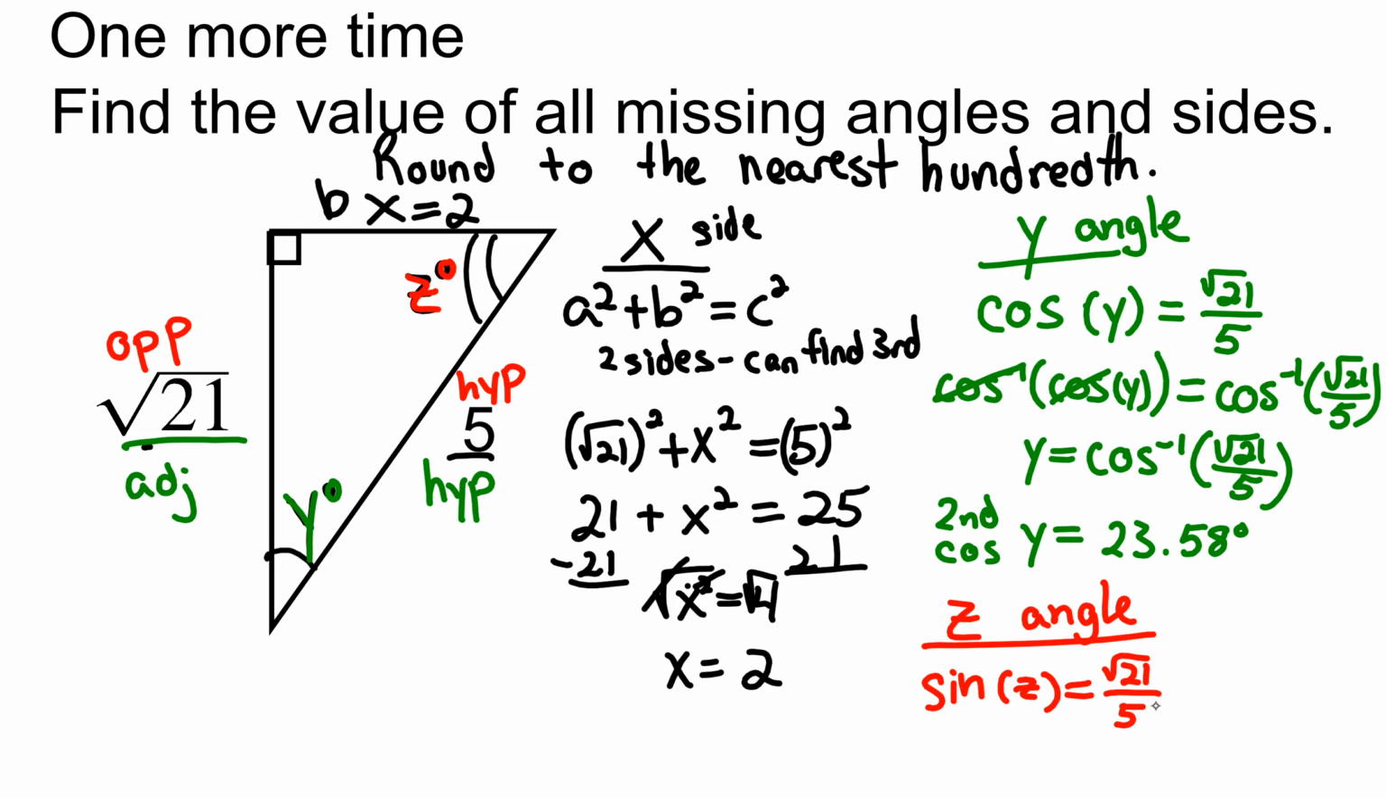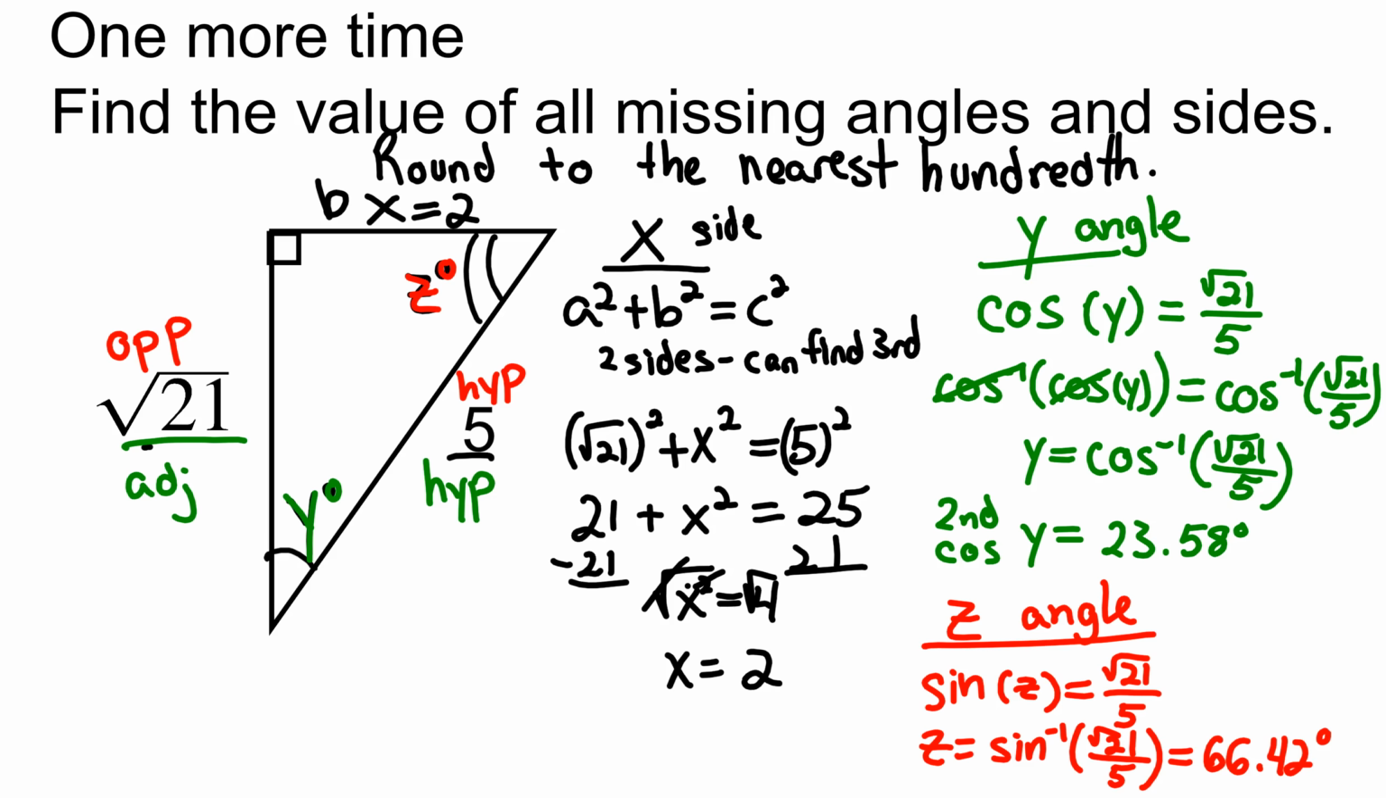So now when we solve this, we just have to do the inverse sine to get rid of the sine function. And so we get Z is equal to the inverse sine of the square root of 21 divided by 5. From there you put that in your calculator and you should get 66.42 degrees. And that's it.